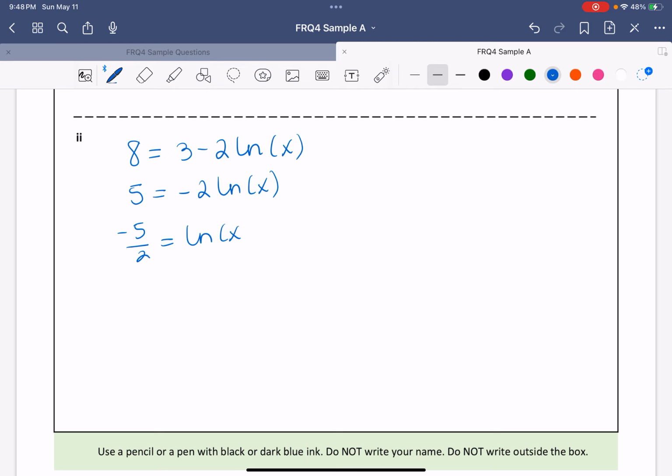Yes, it'll be okay if you change that to a decimal. So say you wanted to put negative 2.5. That's 100% okay. I just prefer fractions.